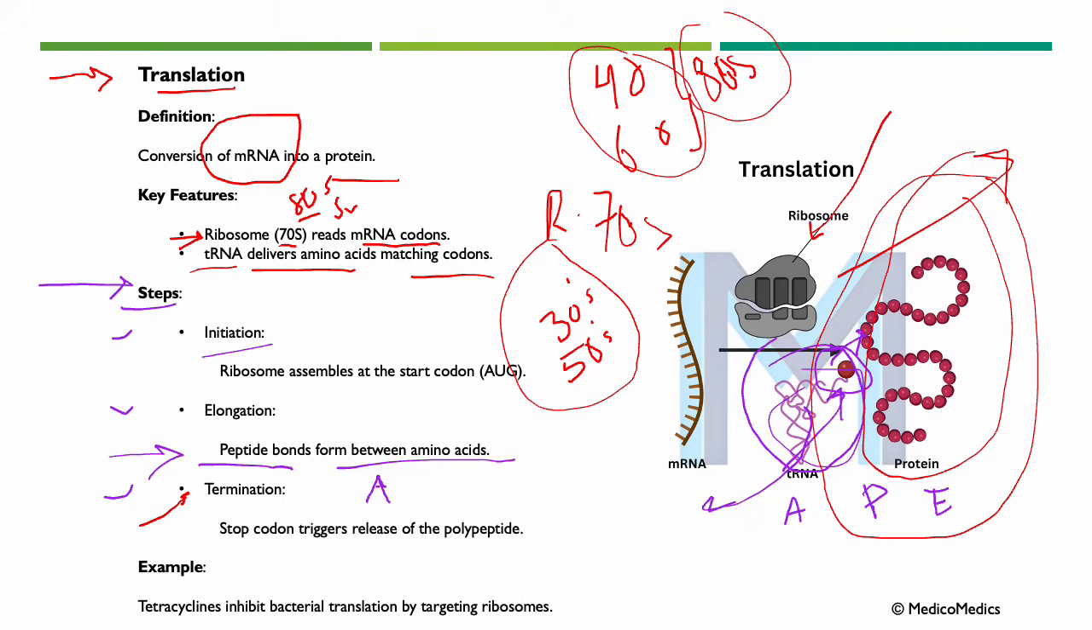Now, as always, let's put it in some clinical context. So examples would be tetracyclines inhibit bacterial translation by targeting ribosomes. But how? Well, it targets ribosome 70S. And it prevents protein synthesis from occurring. So this makes then translation a key target for antibiotic therapy against bacterial infections. And we have specific antibiotics targeting 30S, 50S, etc.